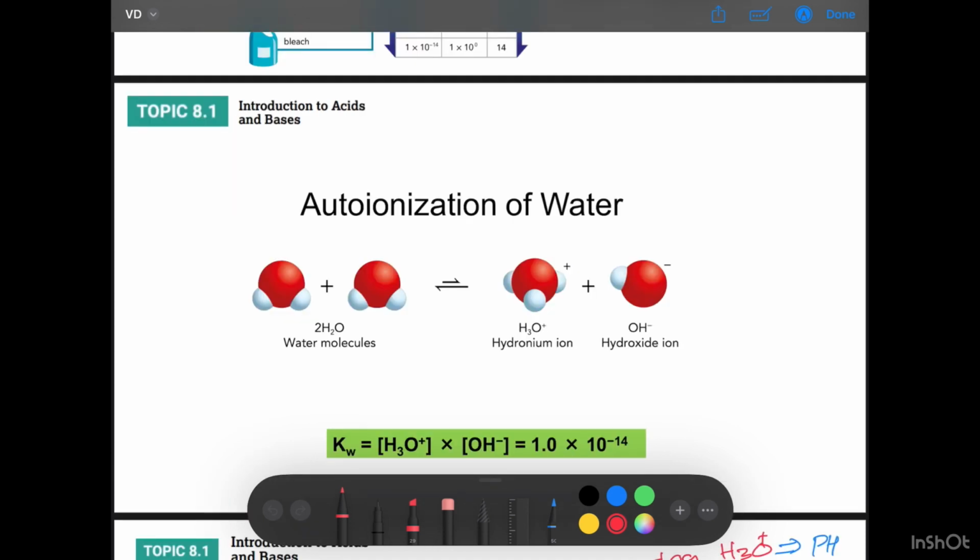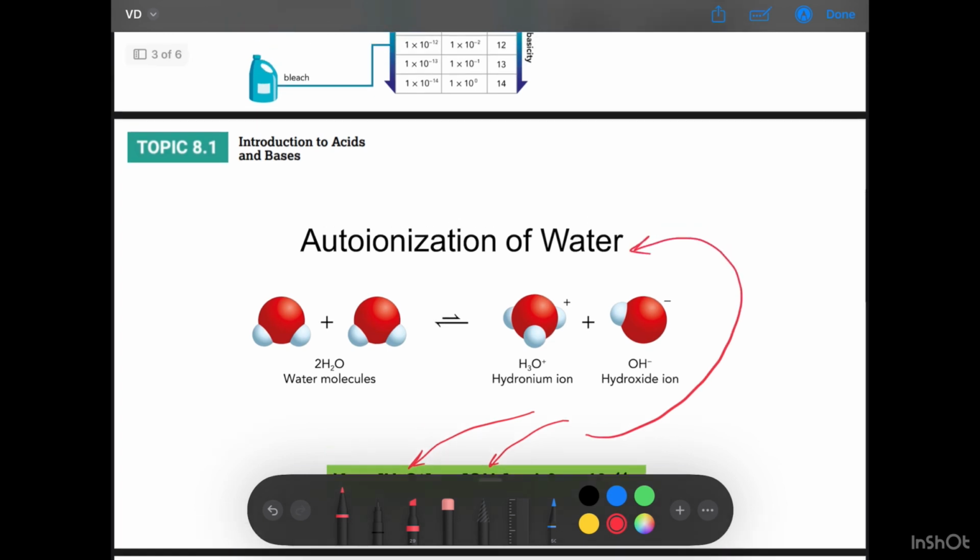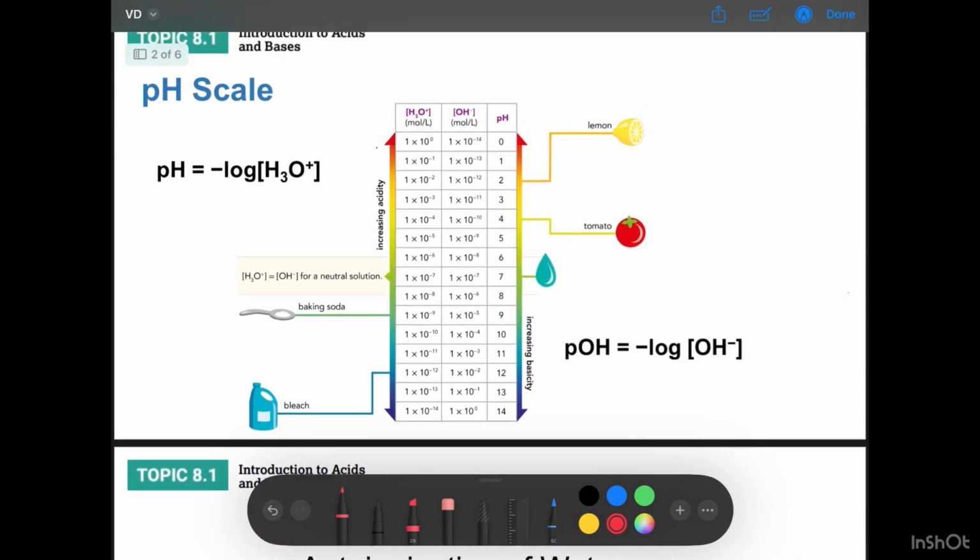As we mentioned, if the concentration of OH⁻ is the same as the concentration of H3O+, then you have a neutral solution. An example of that is water. Now, what will happen if the concentration of H3O+ is not the same as the concentration of OH⁻? And how can I determine whether this is acidic or basic?